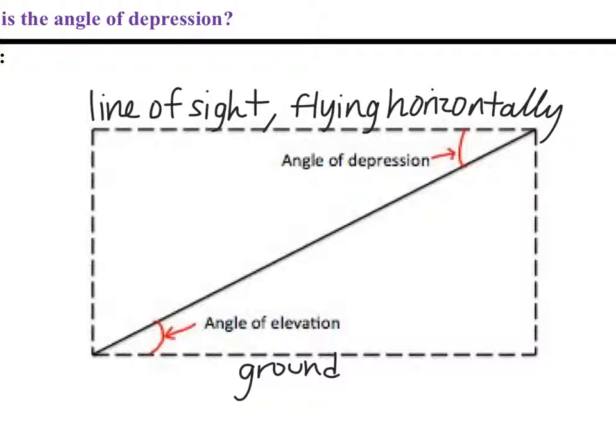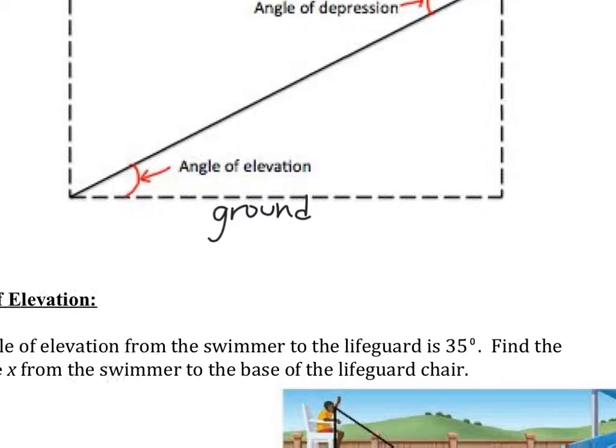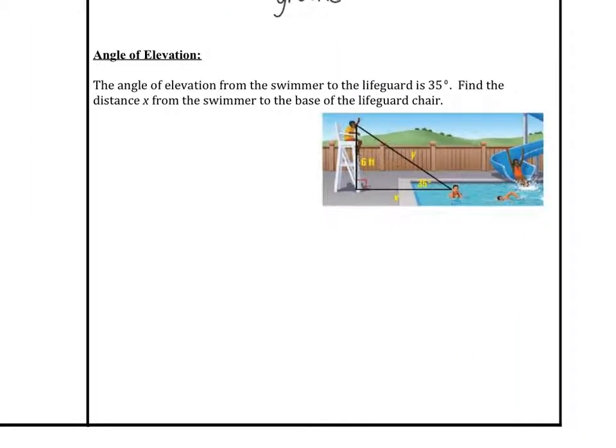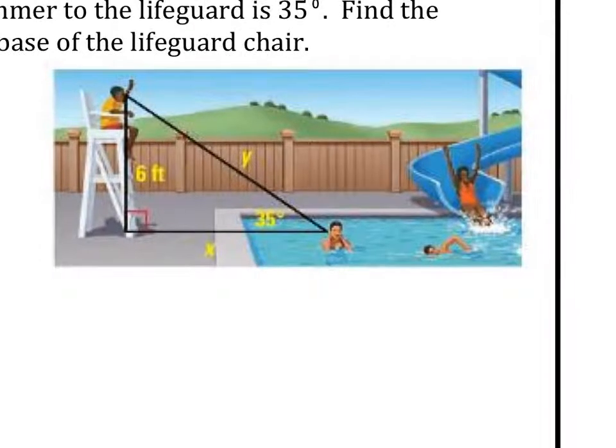On these word problems, if you don't have a picture, you should draw one, obviously. We're just going to get started with them. And you'll probably make some mistakes along the way, and that's okay. We'll learn from it. This first one, you have a picture. It says the angle of elevation, so that would be going from like the ground up, the bottom up. From the swimmer to the lifeguard is 35 degrees. Find the distance x from the swimmer to the base of the lifeguard chair. I know it's kind of labeled poorly on yours. Here's your angle of elevation, 35 degrees.